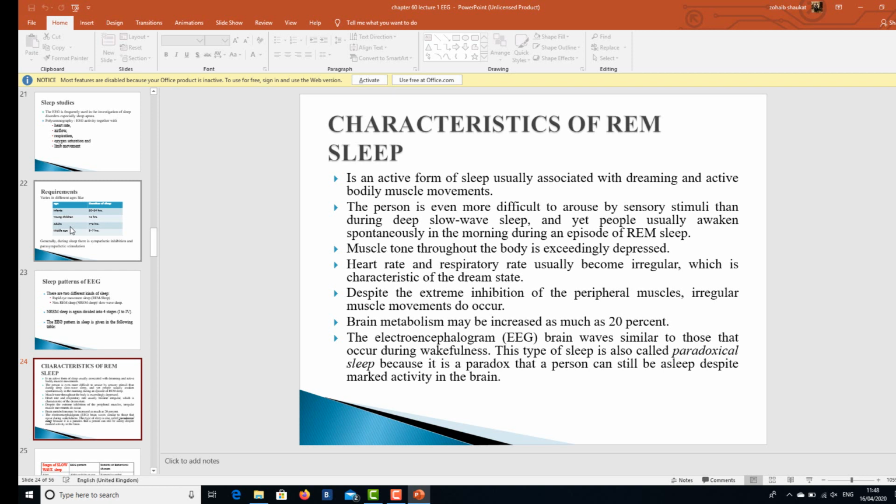Muscle tone throughout the body is exceedingly depressed. Heart rate and respiratory rate usually become irregular, which is characteristic of the dream state. Despite the extreme inhibition of peripheral muscles, irregular muscle movements do occur. Brain metabolism may be increased as much as 20%. The electroencephalogram shows brain waves similar to those during wakefulness. This type of sleep is also called paradoxical sleep because it is a paradox that a person can still be asleep despite marked activity in the brain.